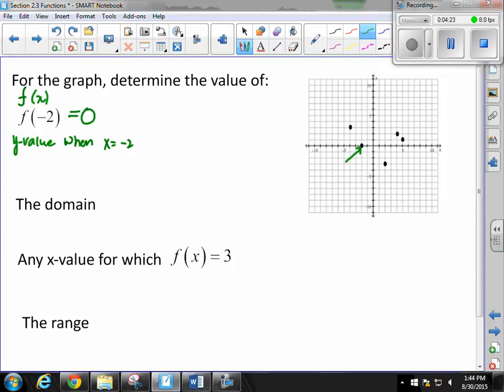The domain. Remember, this is the set of all x values, and since I have individual points, I need to look at what x values correspond to all of those. It looks like -4, -2, looks like this is at 2, 4, and 5.